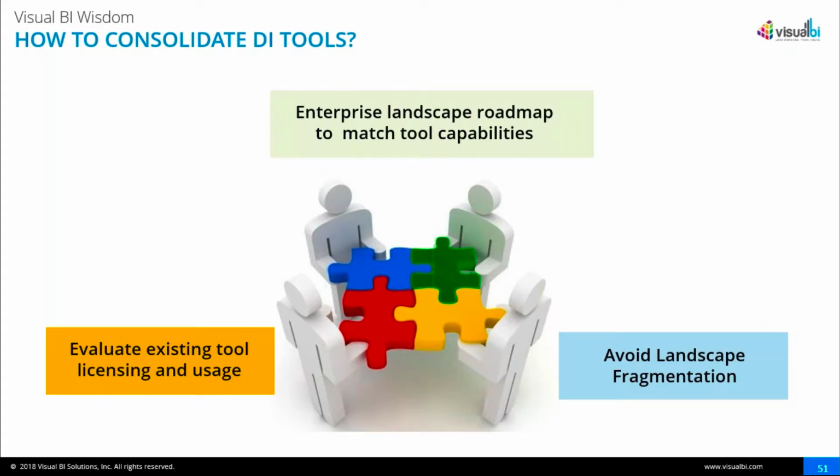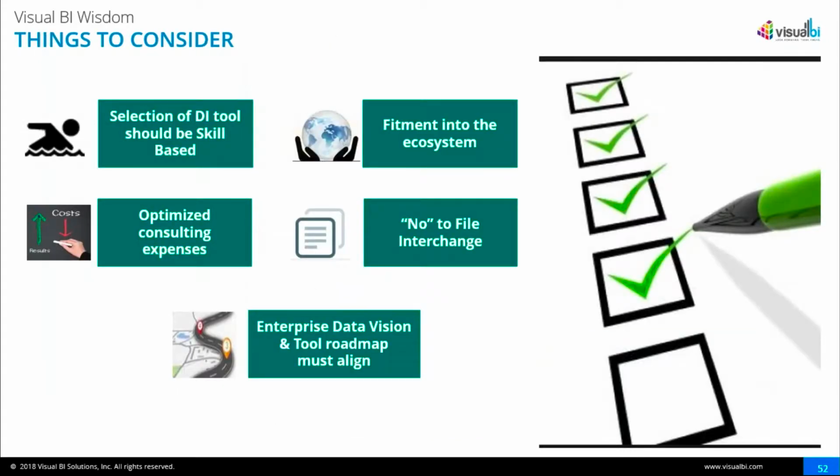Other things to consider: selection of DI tools should be skill-based. It's very important to assess the skills that are available in-house, because the learning curve will be less and people can hit the ground running right from day one. The fitment of the tool in the ecosystem is very important. Let's say you are all over SAP, and for some reason Informatica has to be chosen. Yes, it can accomplish all your integration needs, but is it the wise choice is a different question. So we need to see the fitment into the ecosystem and how well we can choose the tool that will fit into the ecosystem and deliver results. Optimizing consulting expenses is important, because for every initiative you may not be engaging a whole lot of consulting. So you need to optimize that as well.